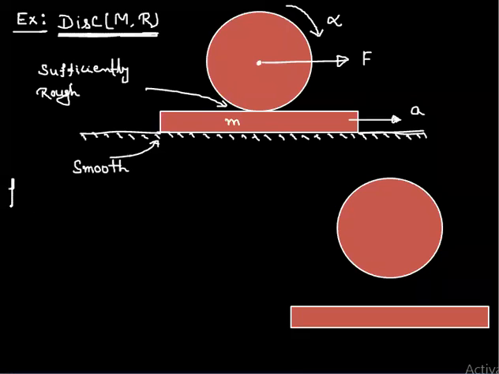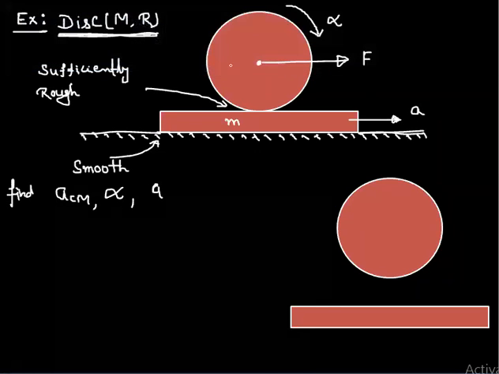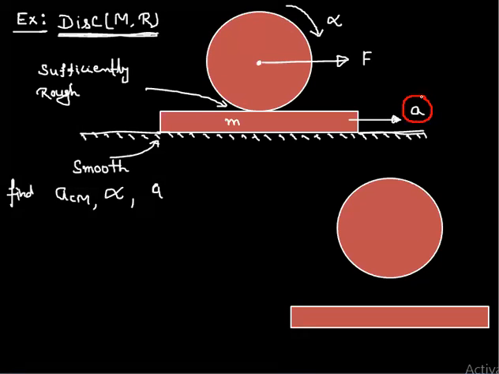So definitely, if we see the discussions from the previous classes, mainly we were asked to find what? The acceleration of center of mass, angular acceleration, or acceleration of this body, like this plank. And every time the main thing asked was the acceleration of center of mass. Then we saw the importance of the words "sufficiently rough". It means this disk is going to perform pure rolling motion over this plank.